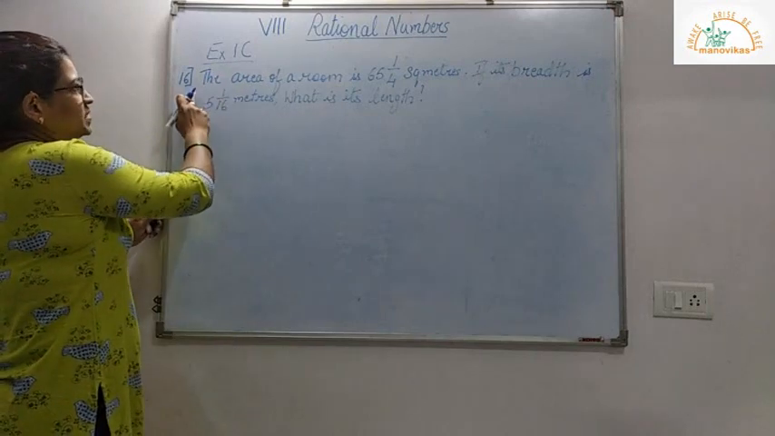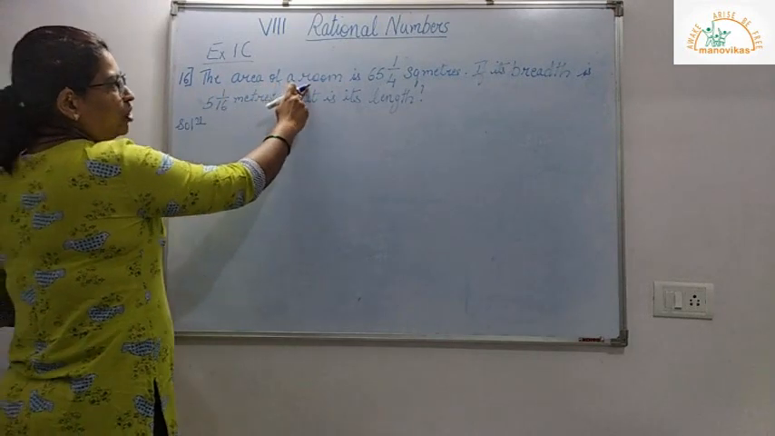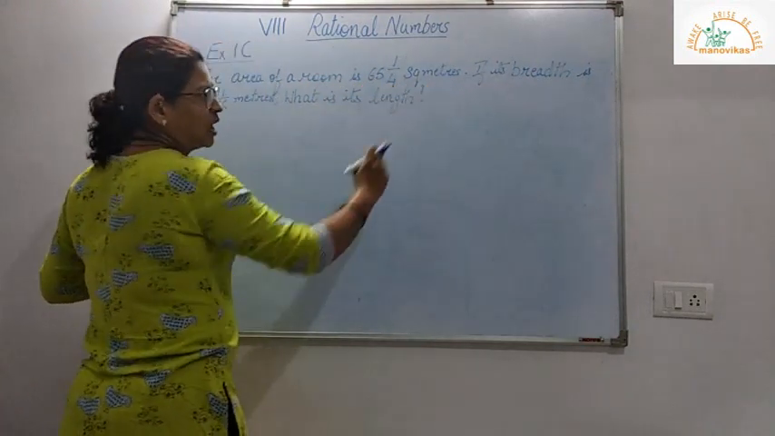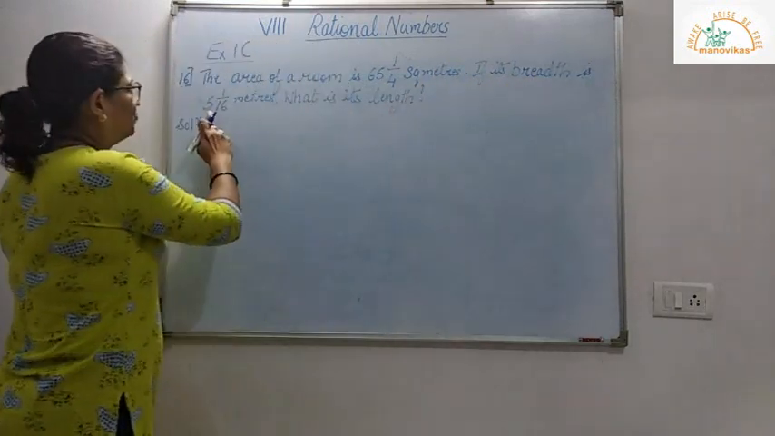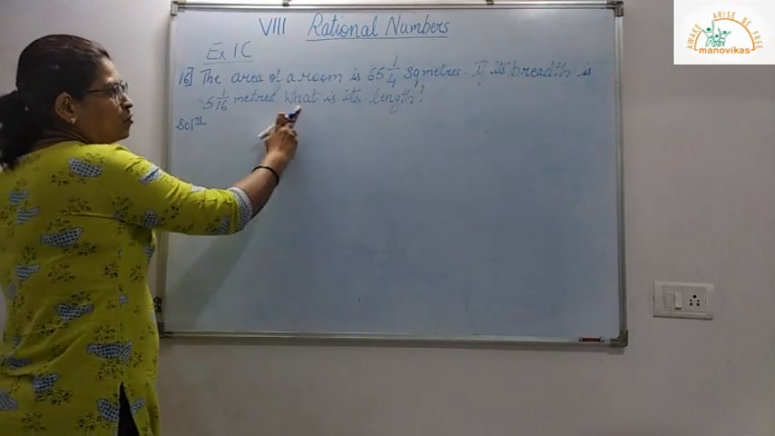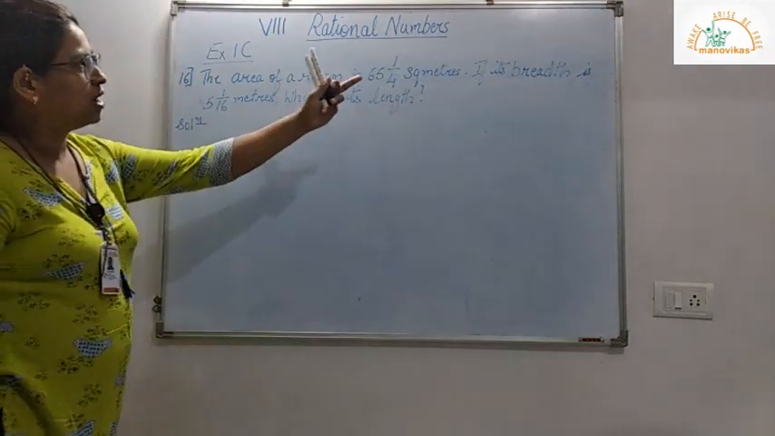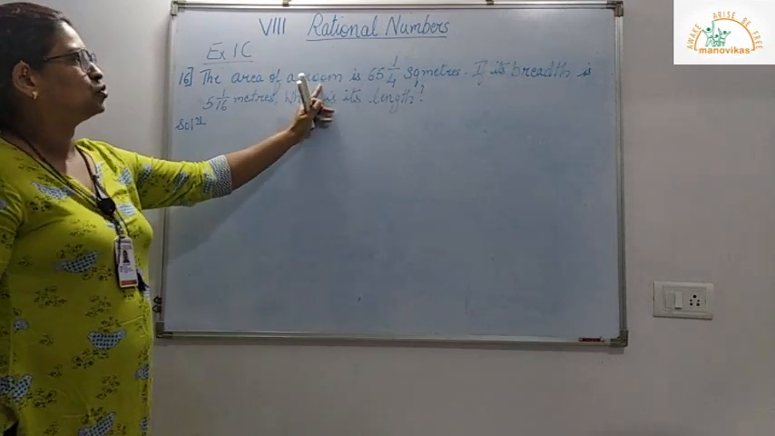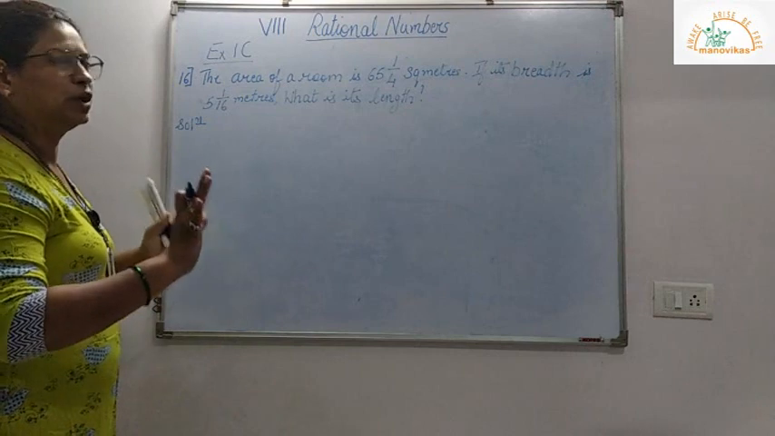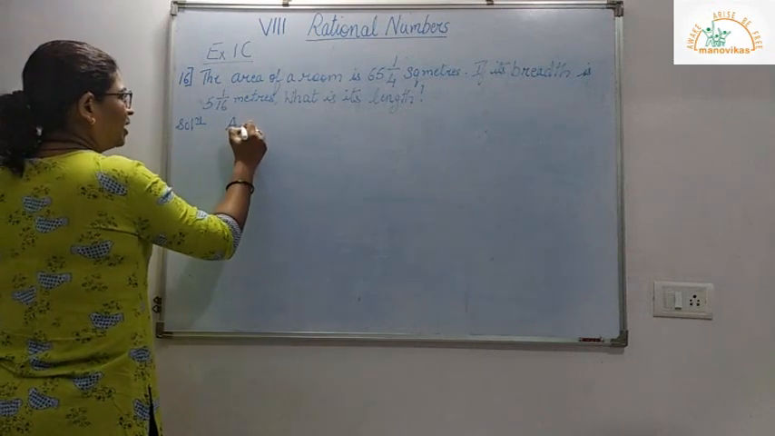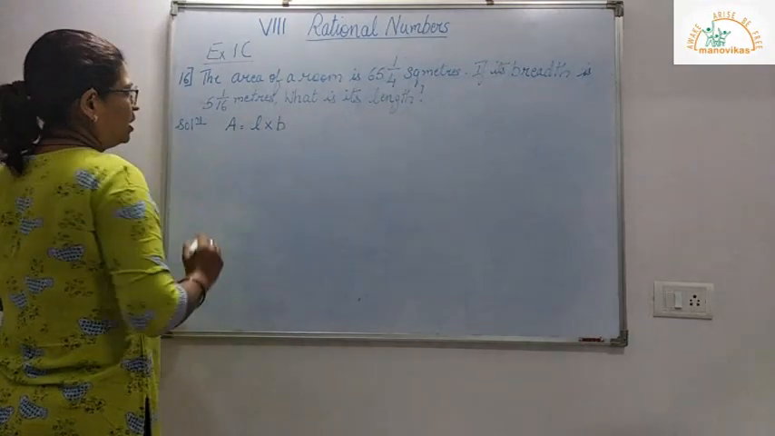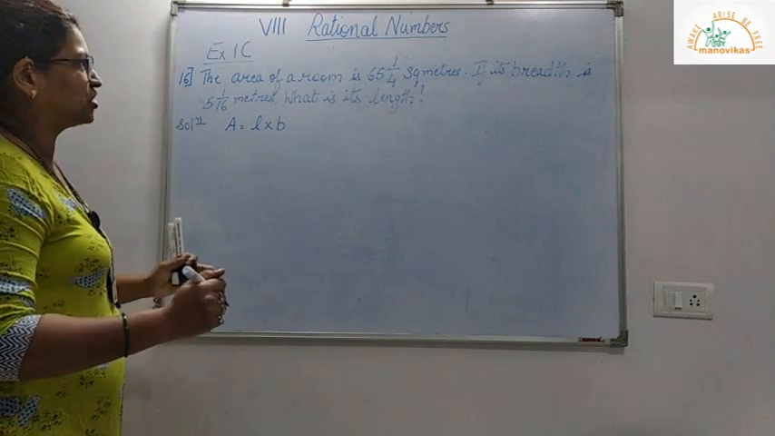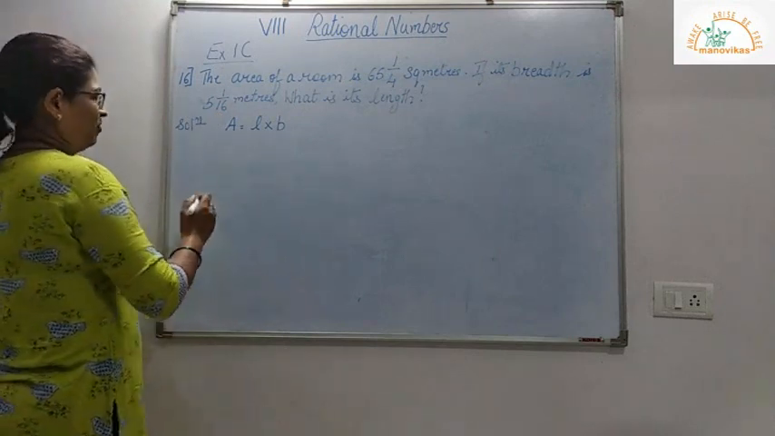Now we move on to the 16th sum. The area of a room is 65 1 upon 4 square meters. If its breadth is 5 1 upon 16 meters, what is its length? Now since the breadth and the length are asked over here and the area of the room is given, it is understood that it is a rectangular room. So area is given by length into breadth. Now the area here is given in mixed fraction and again the breadth is given in mixed fraction. So let us convert them into improper fractions.